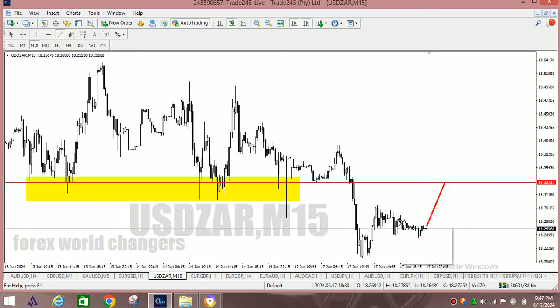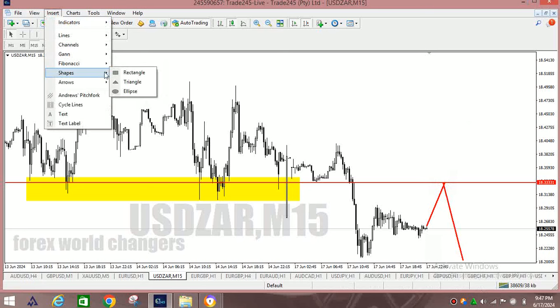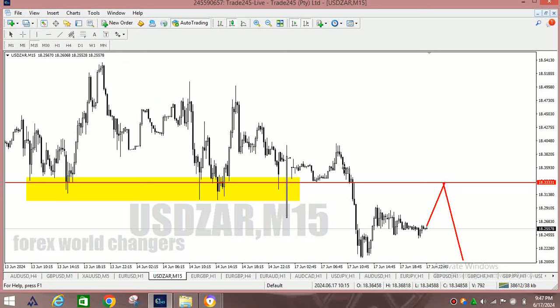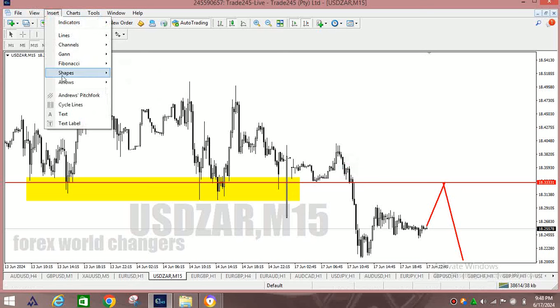This is a very strong level. So I'm expecting the price to come up here and then decide to drop. This is what you call an FTR, first time back. First time return, basically. First time return, that's what an FTR is. So I hope you understand this.